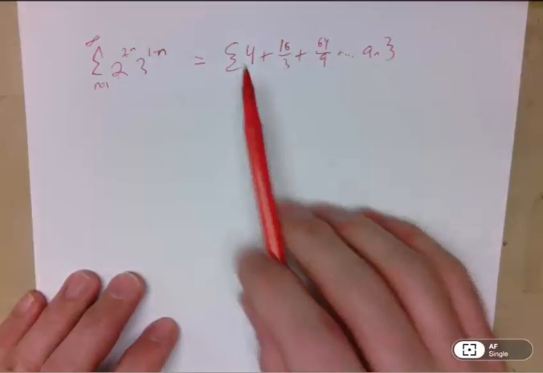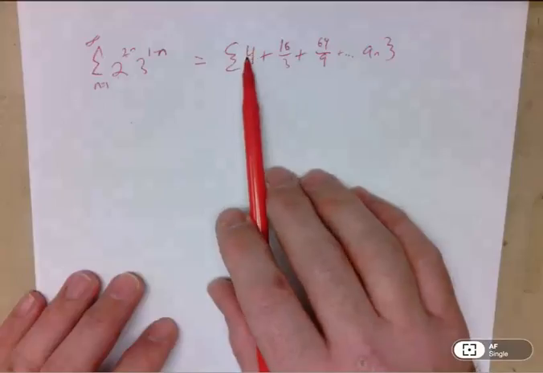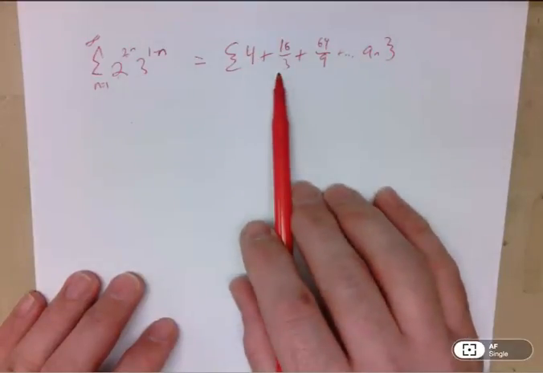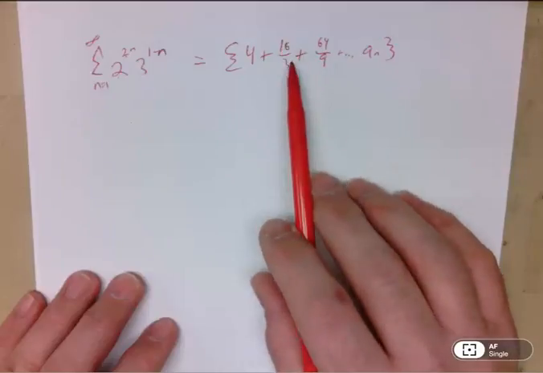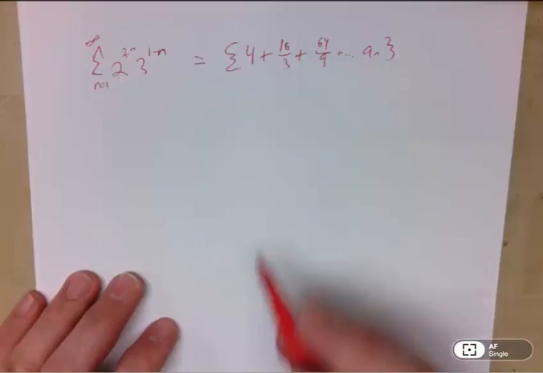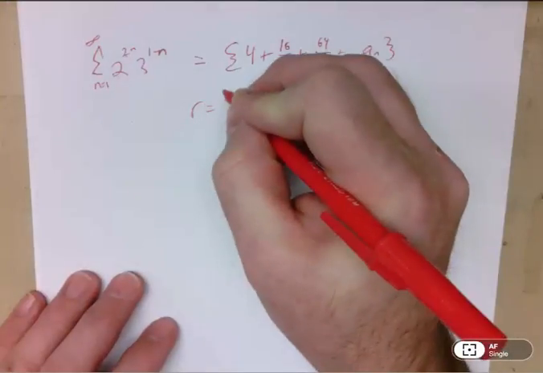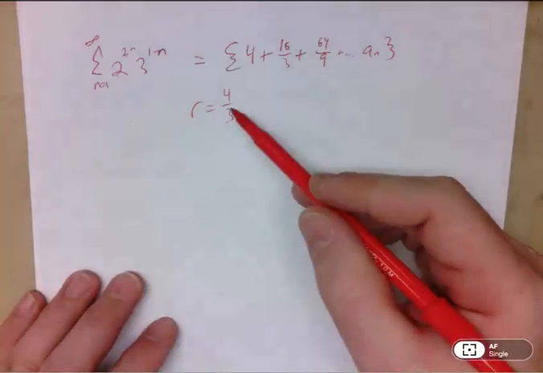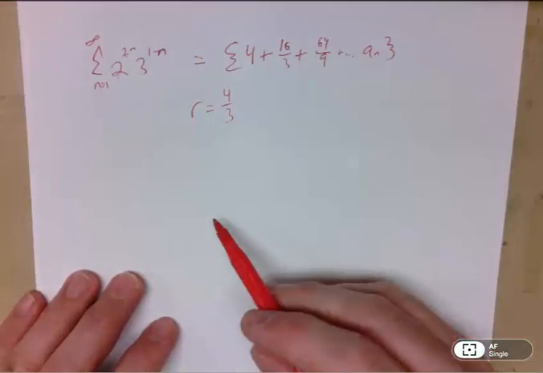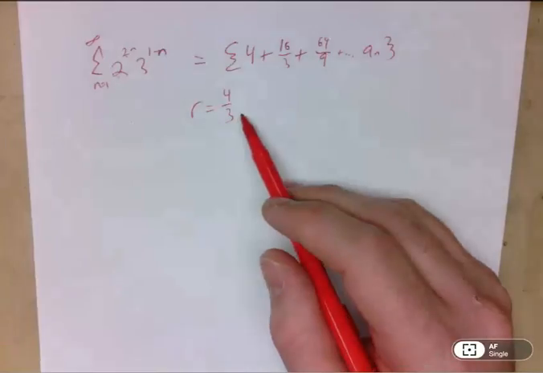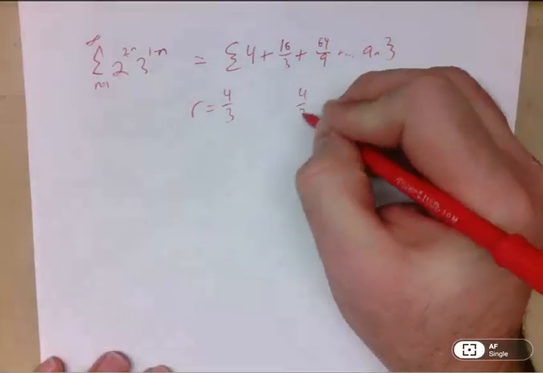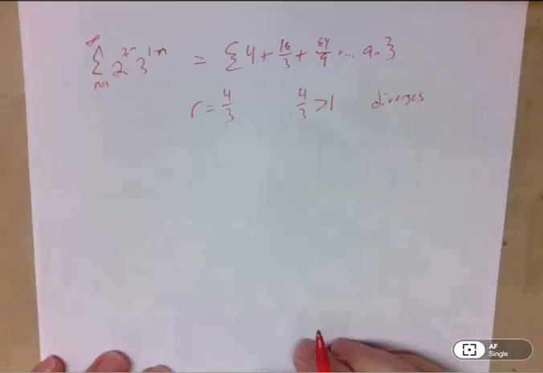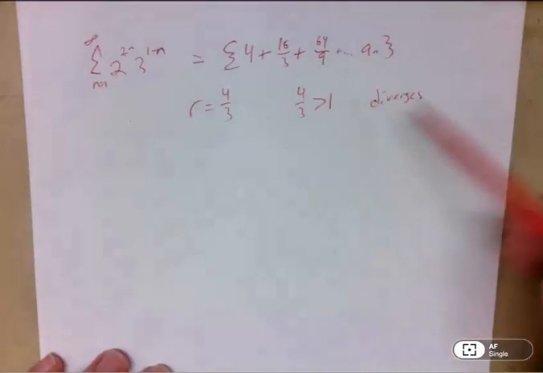And then hopefully you'll see that it does look like I'm multiplying by 4/3. 4/3 times 4 is 16/3. 4/3 times 16/3 is 64/9, etc. So it looks like I do have an r value of 4/3. Unfortunately, in order for this to work, I need an r value that is an absolute value less than 1. So 4/3 is obviously greater than 1. So this series diverges.